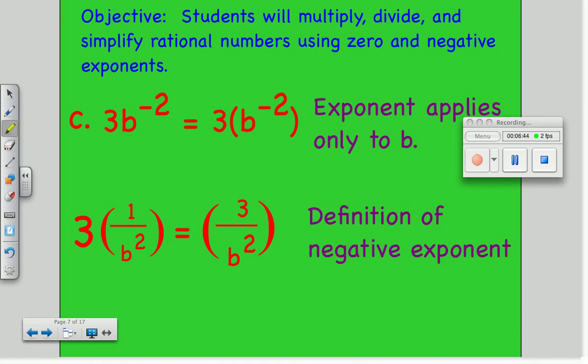3 times b to the power of -2. So that means 3 times b to the power of -2 changes to 3 times 1 over b to the power of 2. To multiply fractions, we just put a 1 under the 3 and multiply straight across. So 3 times 1 is 3, and 1 times b squared is b squared. So the answer is 3 over b squared.